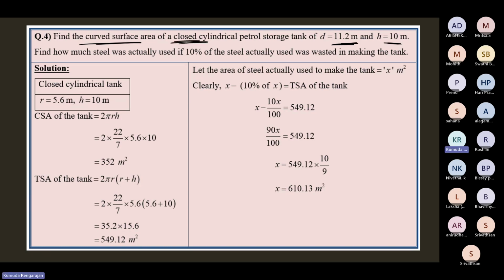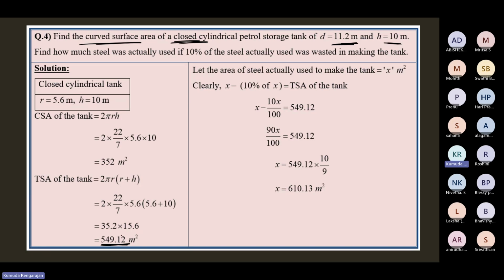It's a closed tank. So to work this answer, we need the total surface area. We found the CSA because we have been asked to find. And the total surface area we find because we need this to work the answer. Okay. So find the CSA, then find the TSA, 2 pi r into r plus h.